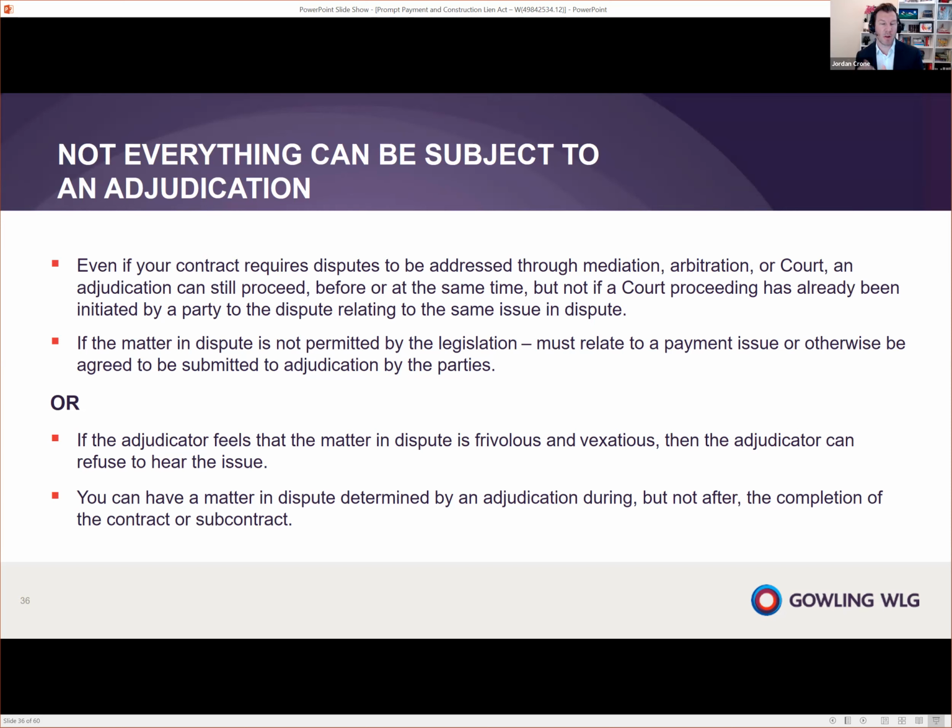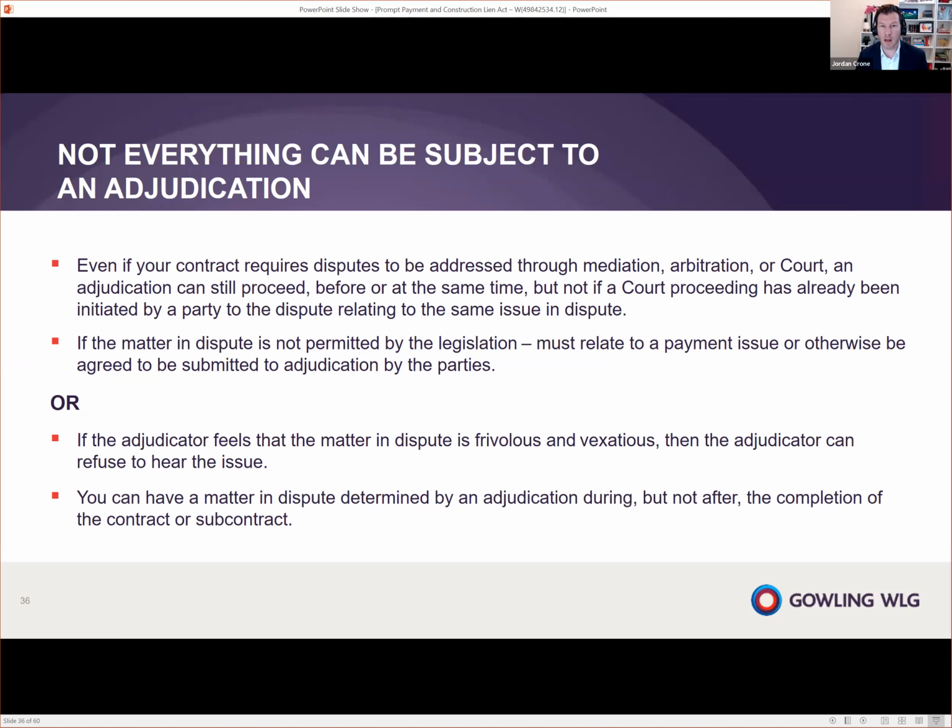It won't prevent you. You're still able to go to court after if the parties are not happy with the solution. That's one of the remedies available to you, but you can avail yourself of this adjudication process, even though your contract may not specifically contemplate it. Now, as Carrie talked about earlier, the adjudicator does have some discretion here. If they feel the matter in dispute is frivolous or vexatious, then the adjudicator can refuse to hear the issue.